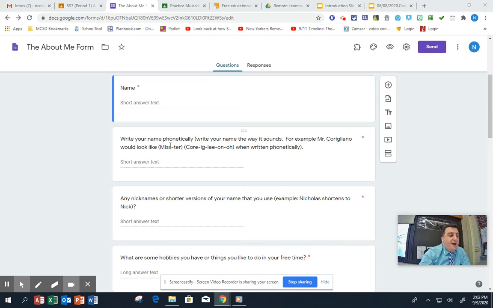Where it says write your name phonetically, this one's kind of tough, but I explained what I'm looking for and what it means in these parentheses here. So what you're going to do is write your name how it sounds. For example, I used myself. So Mr. is written how Mr. sounds, and Corigliano is written also how it sounds. Looking right here, you wouldn't have necessarily known that was how it was pronounced.